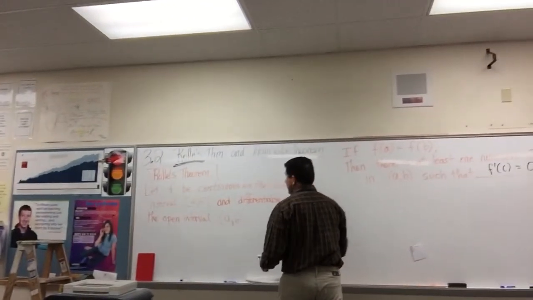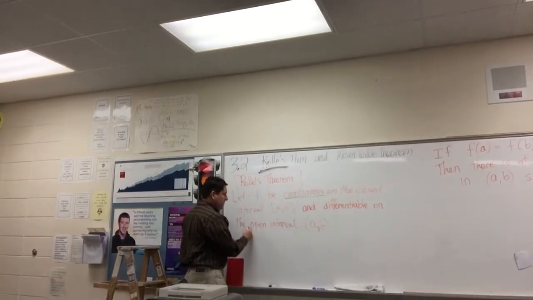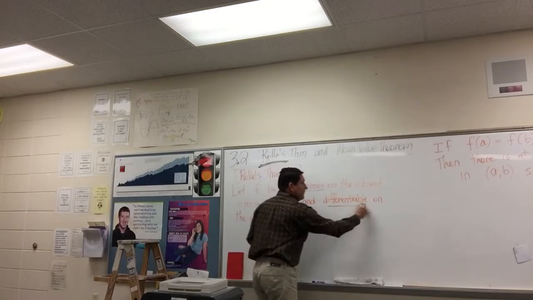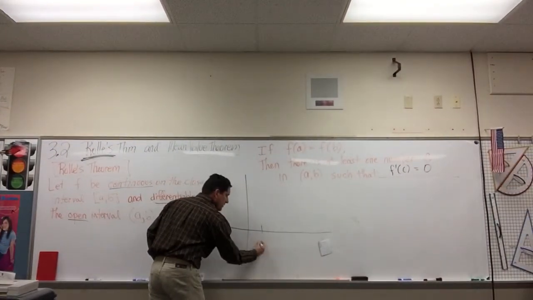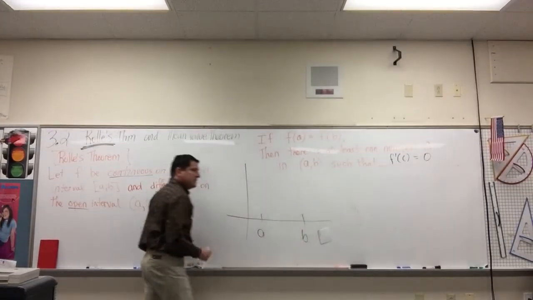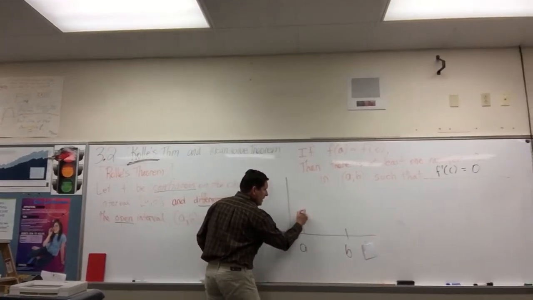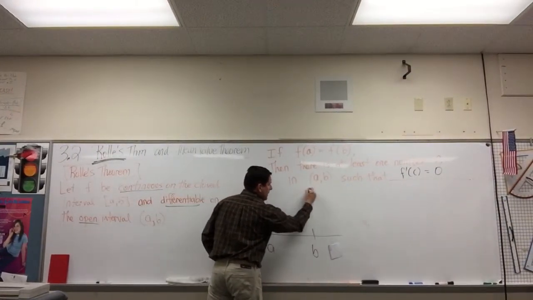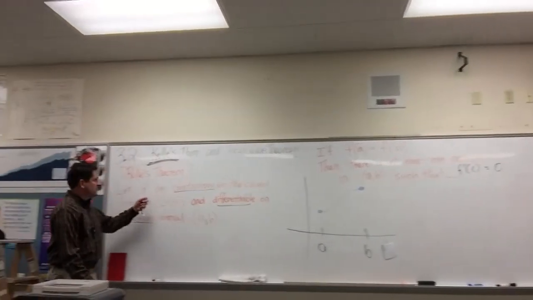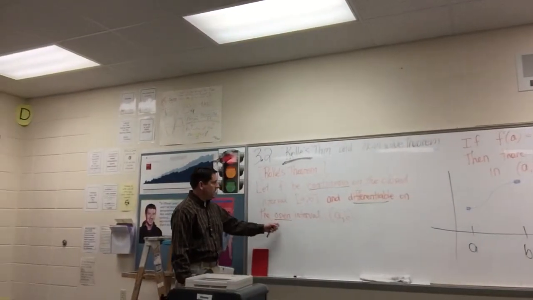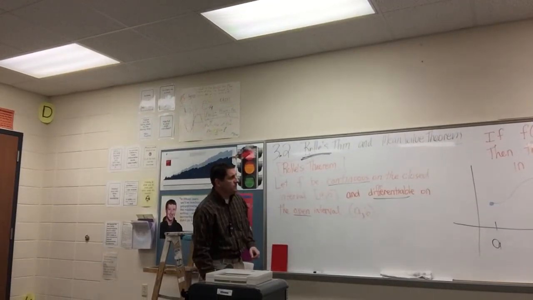So let's analyze this. f is continuous on the closed interval and differentiable on the open interval. So what does this look like? So let's just make something up. When we don't know what it is, we just start drawing. Okay? That's okay. So I've got some function, and I'm going to only look at this right here. The function is continuous here and differentiable here. If I make a smooth graph, then I'm good.